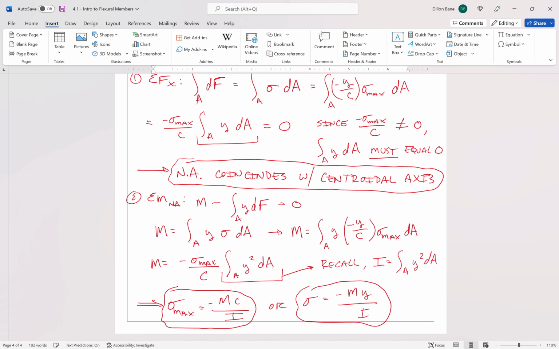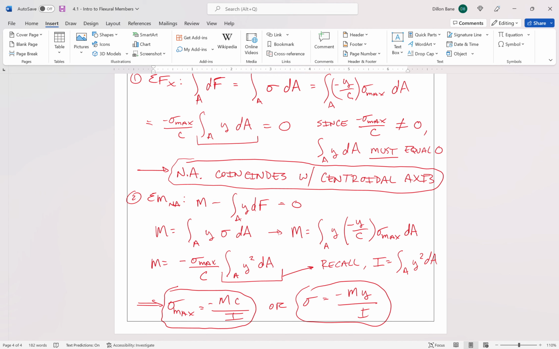The only difference between the Mc over I and the My over I is that c is a specific point, which is the top or bottom of the beam. It can be top or bottom. All right, these Mc over I, My over I, these are the bending stress equations. So whenever you're asked to find the bending stress at a point along the beam, you're going to come in and use this equation, Mc over I.